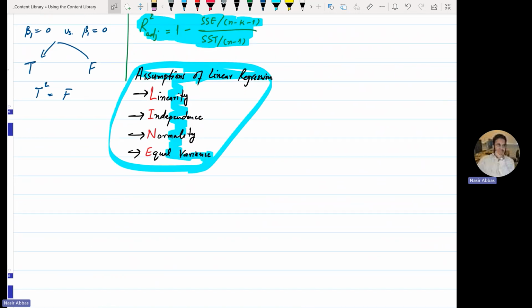The last topic of the chapter will be the assumptions of the regression model. This is not a very significant topic. What you need to remember is there are 4 assumptions of the regression model. Don't write an exam line, they will give you 0.